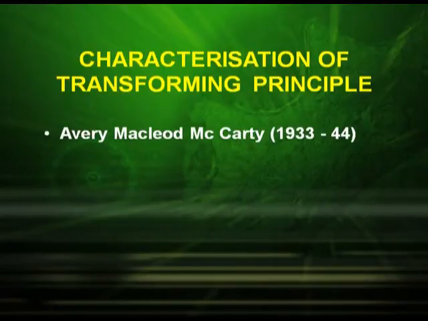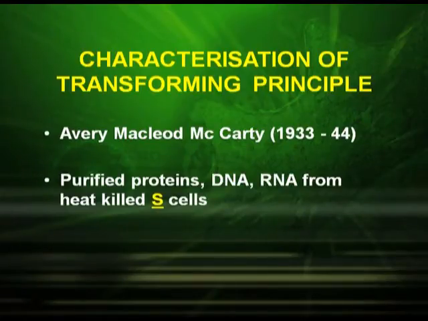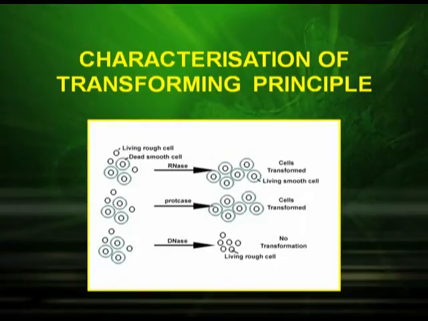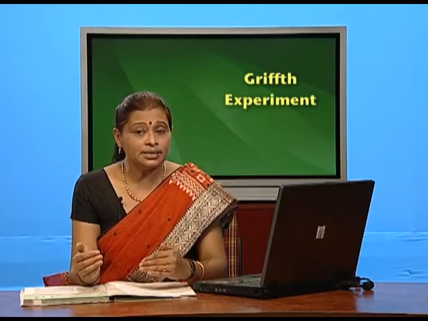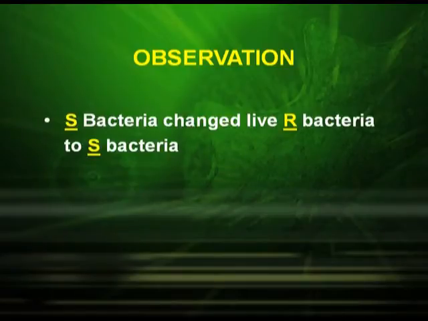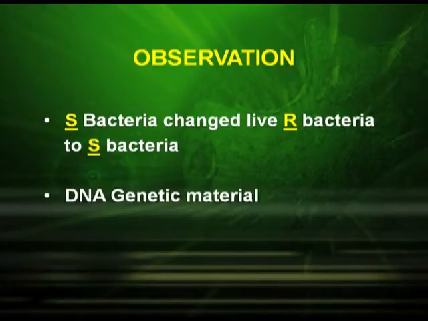So in the next experiment, the characterization of the transforming principle was performed by three scientists, Avery, MacLeod and McCarty, in 1933-44. They purified proteins, DNA, RNA from heat-killed S cells. To their surprise, they found it is only the DNase which inhibits the transformation. On the other hand, proteases and RNases did not affect the transformation. So that clearly proves that DNA is the genetic material. Their observation was that S bacteria changed live R bacteria to S bacteria, and so the mice died. And that was the characterization by the scientists that DNA is the genetic material.